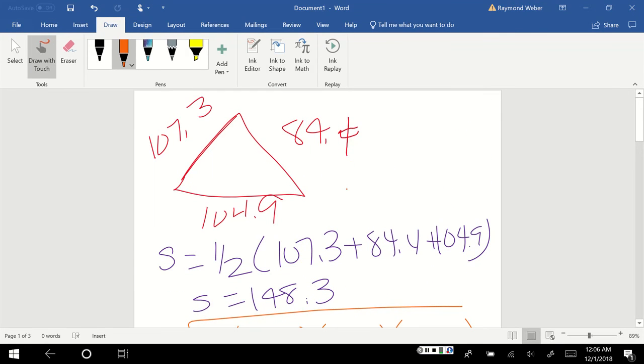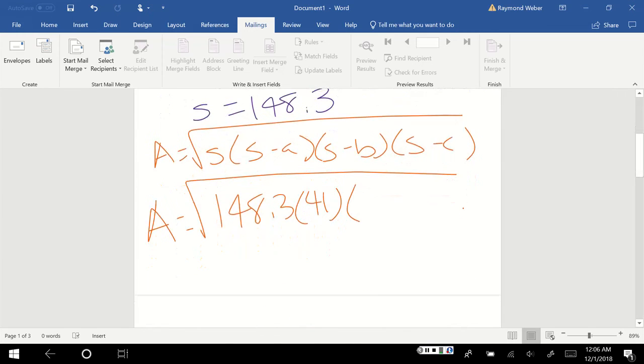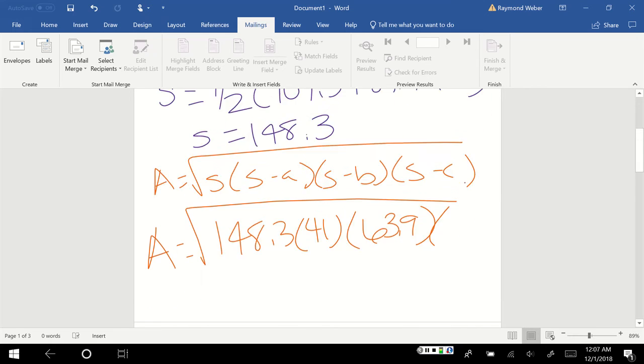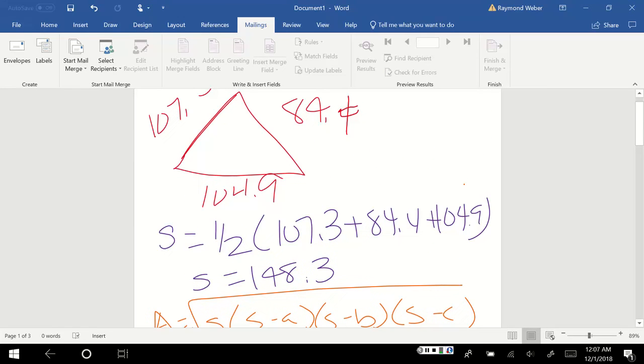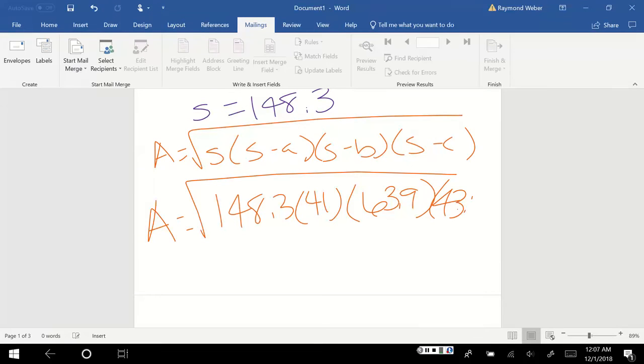And then I go back and do it again, 148.3 minus 84.4, and I get 63.9. And then finally, I get to do it one more time, 148.3 minus 104.9, and I get 43.4. And then I have to multiply all these, so start with 43.4 times 63.9 times 41 times 148.3, which you get a really big number.